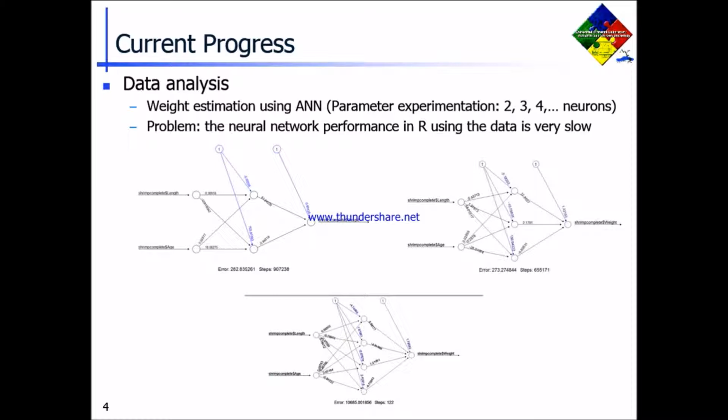One of the problems is that the neural network performance in R using the data is very, very slow. Sometimes it took me about 30 minutes just to run these neural networks, although some other runs just took a few minutes. This is one of my concerns. The algorithm does not always converge to good results, which is why I did some parameter experimentation.